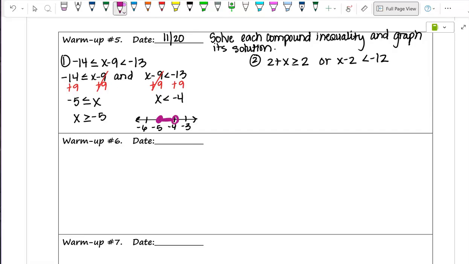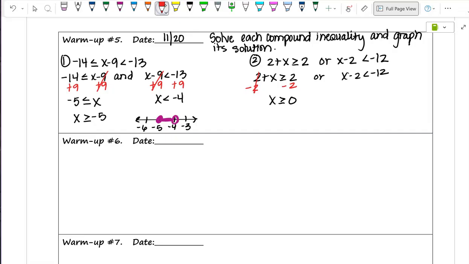Then number 2, 2 plus x is greater than or equal to 2, or x minus 2 is less than negative 12. Again, we have two problems here, so I have to solve 2 plus x is greater than or equal to 2, and then x minus 2 is less than negative 12. Starting with 2 plus x is greater than or equal to 2, subtract 2 from both sides, x is greater than or equal to 0.